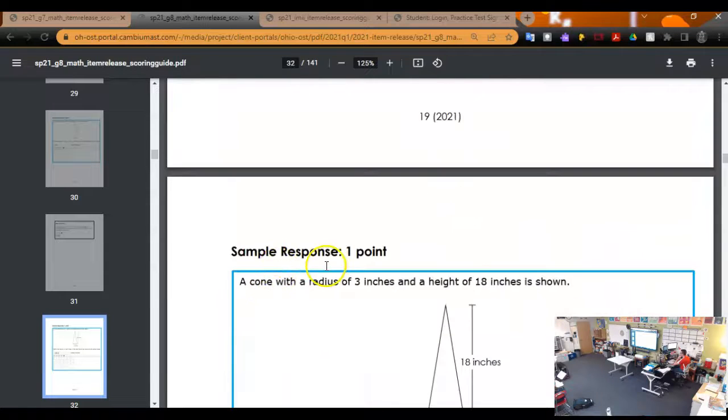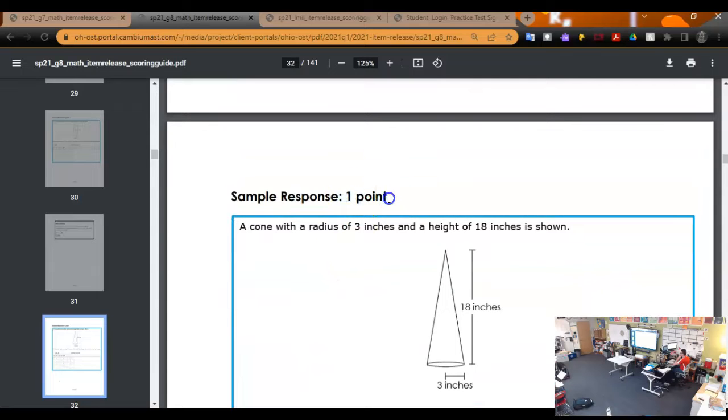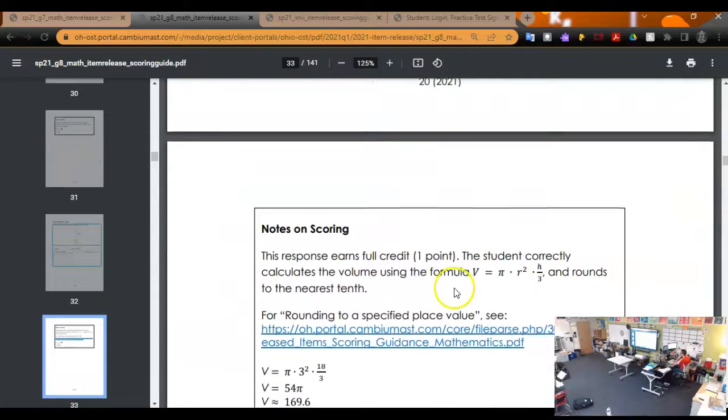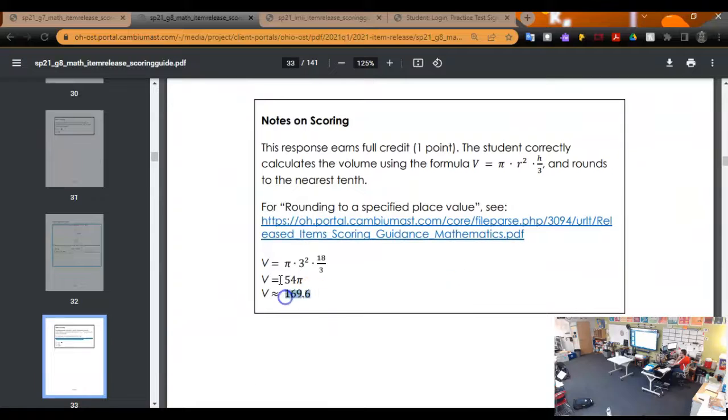So guys, some of these are wrong answers. This still gives you a point, though. I mean, from last year's scoring, it still gives you a point. You just didn't round like you're supposed to. Or rounding for a specified value. See, there's some information about what they want you to do with rounding.